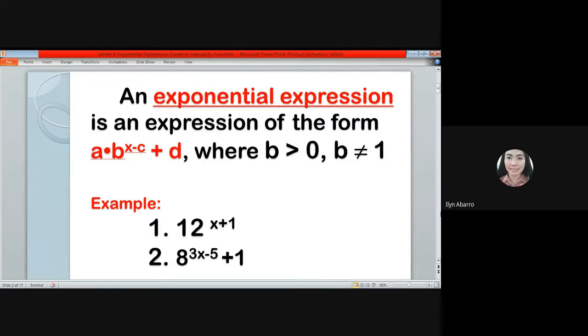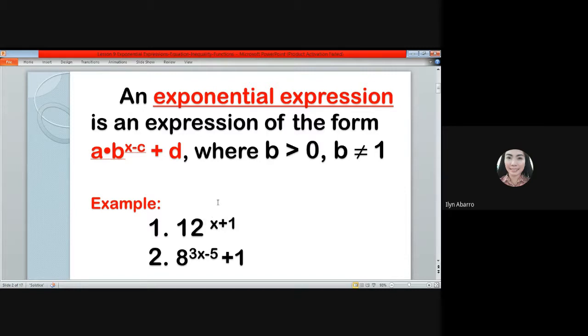What is an exponential expression? An exponential expression is an expression of the form a times b raised to x minus c plus d, where b is greater than 0 and b is not equal to 1. An example of that is 12 raised to x plus 1. So when we say exponential expression, of course, it is composed of a base and exponent, for it to be in exponential form.